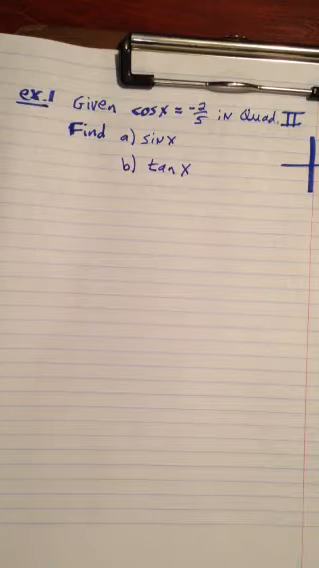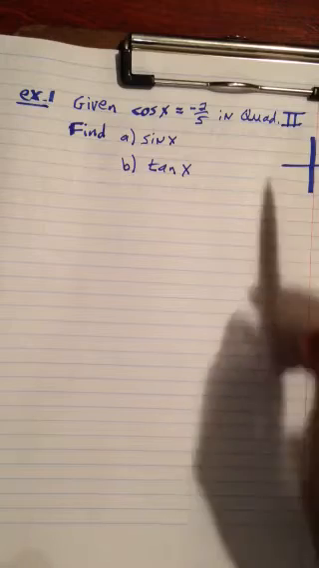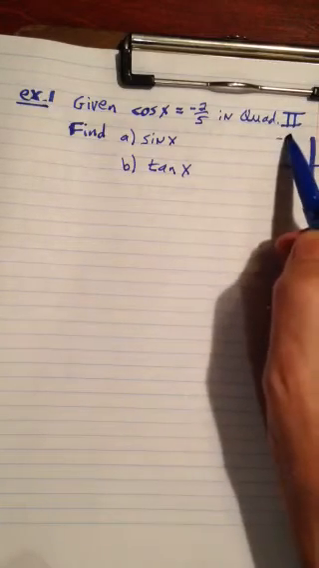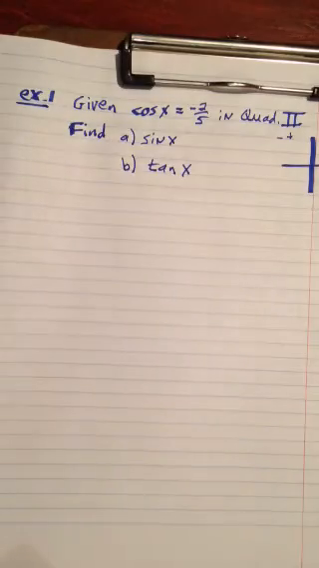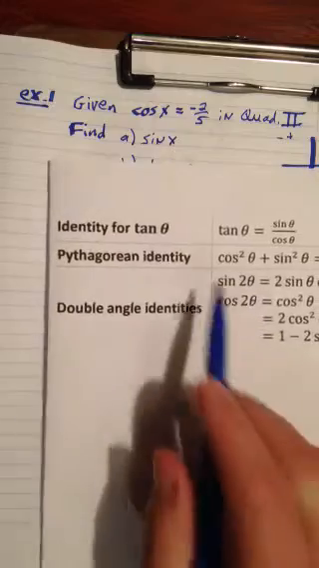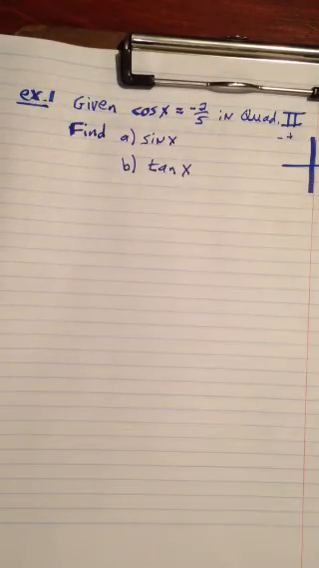First example. Given cosine x equals -2/5 in quadrant 2. Remember, in quadrant 2, this is your negative positive quadrant. You want to find sine x and tan x. So we're going to do this one with the Pythagorean property first, but then I can show you how you can do a drawing as well.